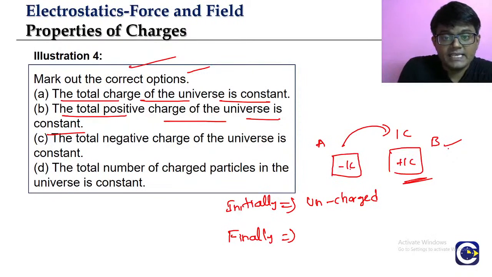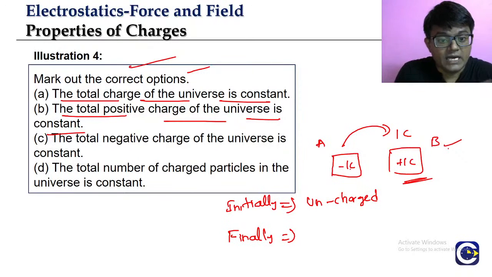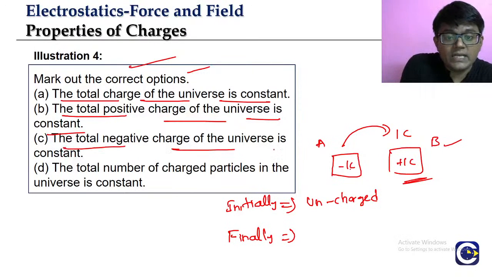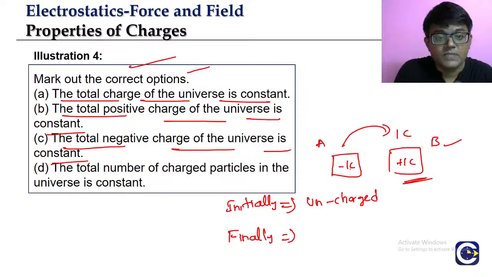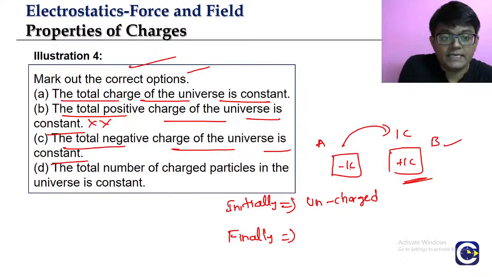When the objects are exchanging charges, it can so happen that the total positive charge value can change. And C says the total negative charge of the universe is constant. This is also incorrect. So option B is incorrect.